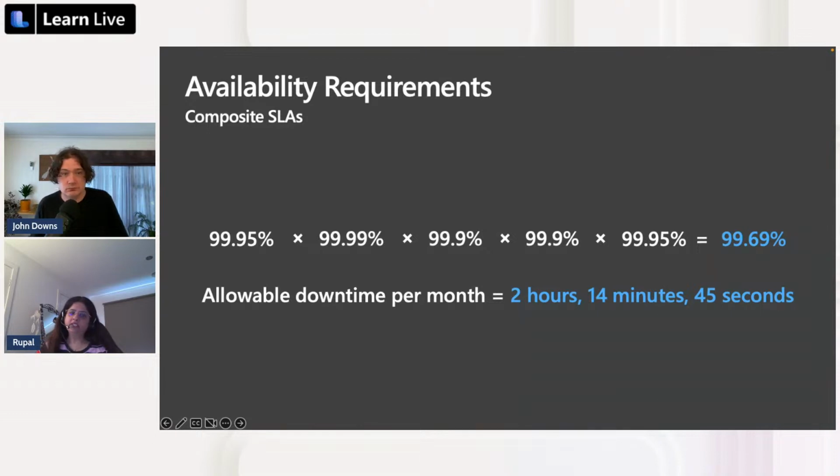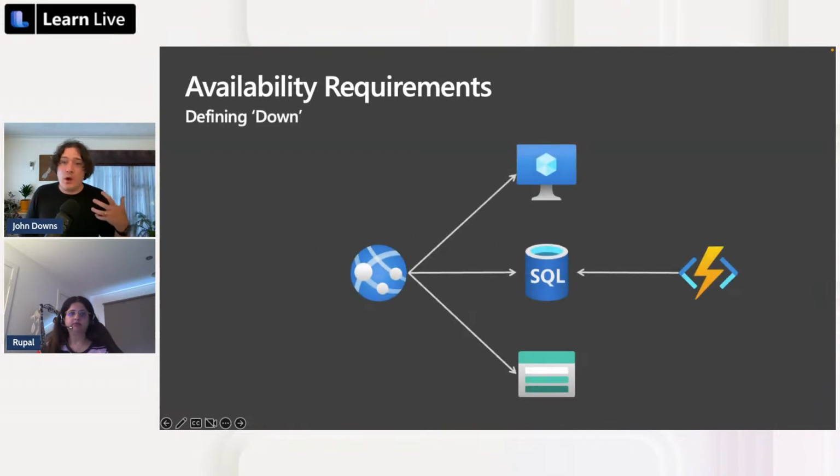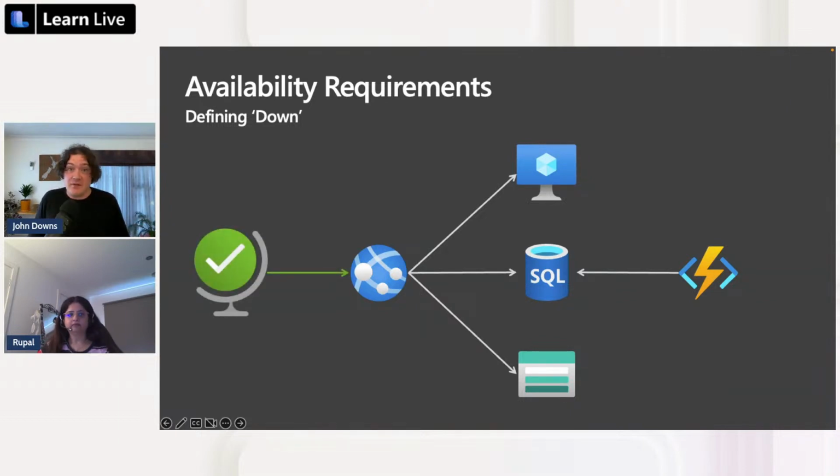John, it's not always easy to define what downtime actually means, is it? No, that's a really good point. Defining what up and down means can actually be surprisingly difficult. So defining up tends to be pretty easy, right? If everything is working normally, then we'll say the application is up. That's fairly straightforward. And if a critical component like your database, for example, is unavailable, then you might say the whole application is down, right? Even though the rest of the solution is working, the database being down means nothing effectively works.